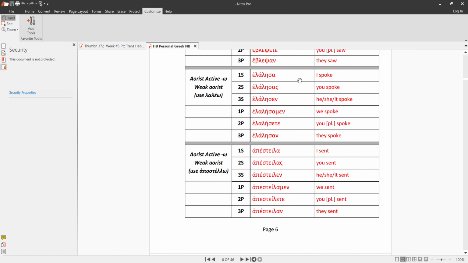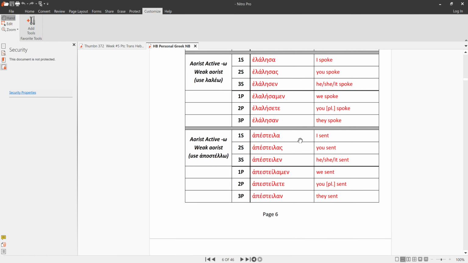What about epsilon omega verbs? What do they look like when they're put into the weak aorist? The epsilon lengthens to eta, and the sigma is added, and the endings a, as, en. We have liquid verbs who do not take a sigma in the aorist tense, but the stem changes.